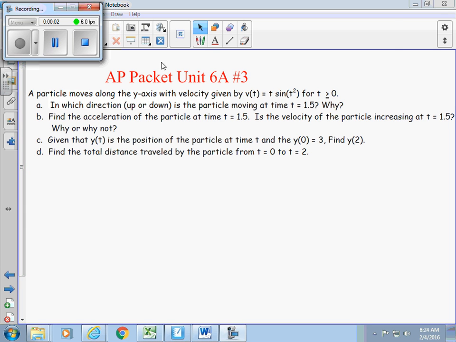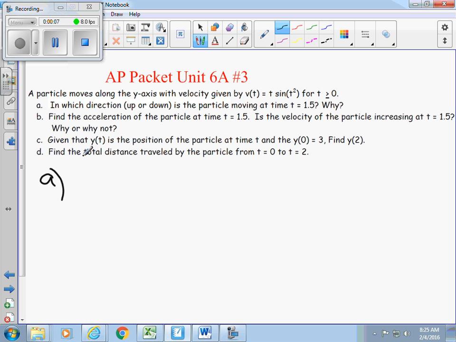Did we start this one? Part A? I know. Okay. How do we know if we're moving up or down? If the velocity is positive. Good. So I need V of 1.5.